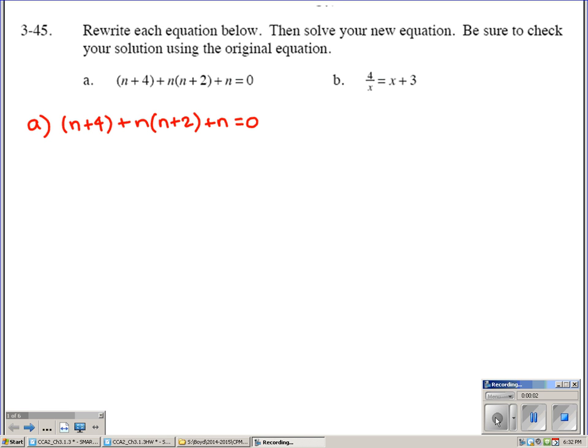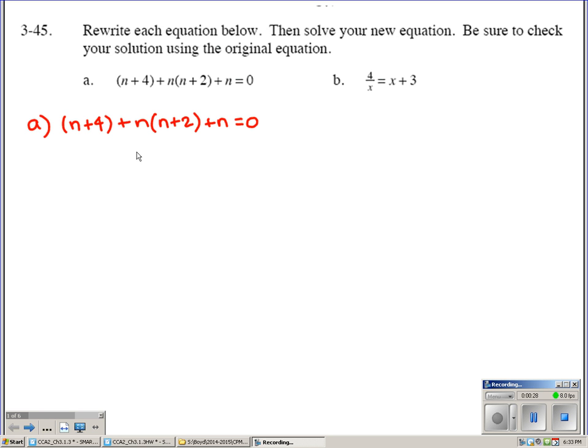Problem 3-45. Rewrite each equation below. Then solve your new equation. Be sure to check your solution using the original equation. So problem A, we have the quantity of n plus 4 plus n times the quantity of n plus 2 plus n equals 0. So we want to rewrite our equation here.